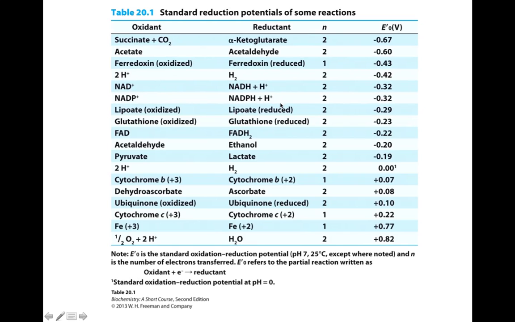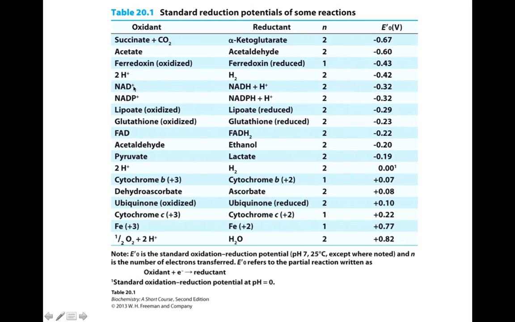So please look on your handout in front of you. What you see is we have two half reactions written. This one down at the bottom is 1/2 of oxygen plus 2 hydrogens and the transfer of 2 electrons, again that's our n value here, is going to form our H2O. This has a redox potential of positive 0.82.